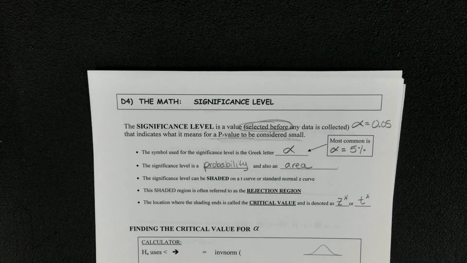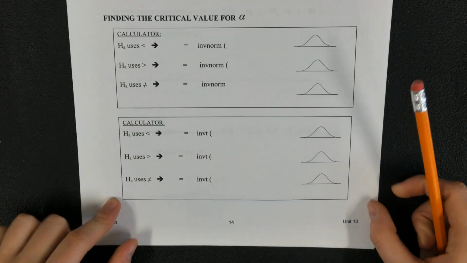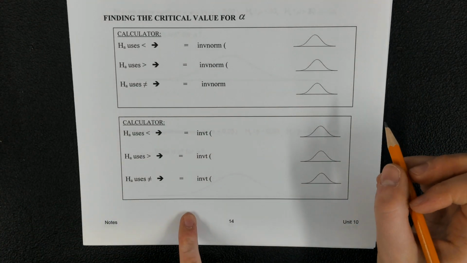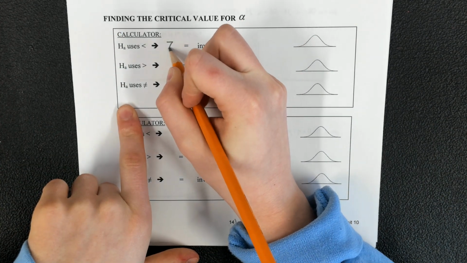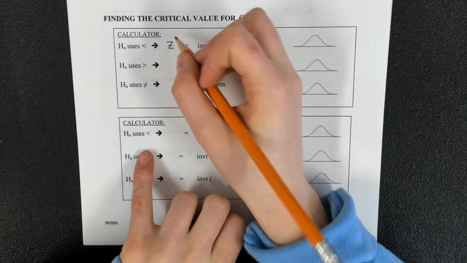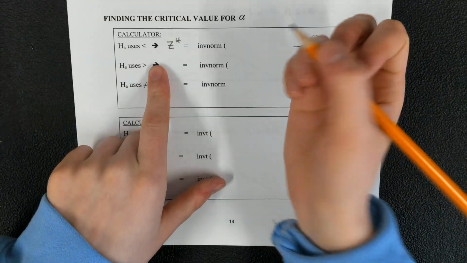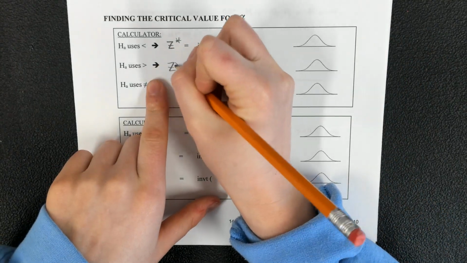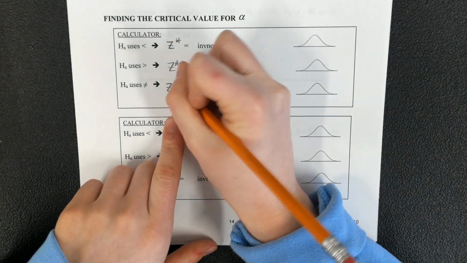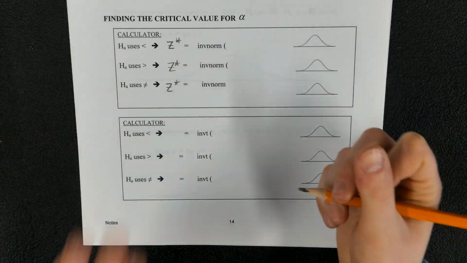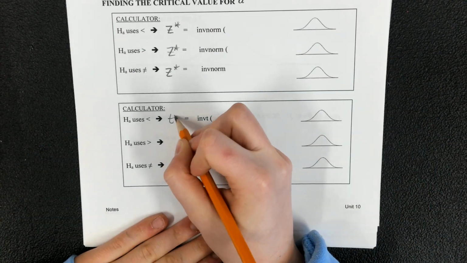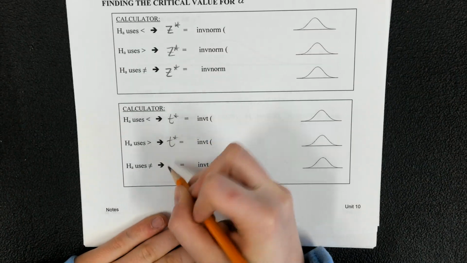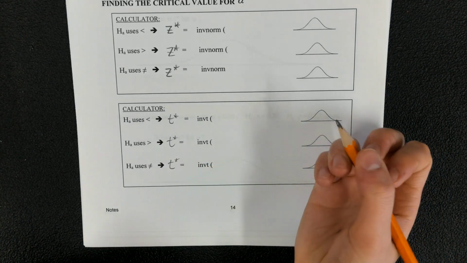So first thing is first, if we're using a calculator down here. If you're using a calculator, there's a couple different things we're going to look at. First off, sometimes you'll be in a proportion problem. In those cases, you're going to want to figure out what your critical values are, z-star. And other times it'll be a mean setting, and in those cases you're going to want to find your critical values there, which again are t-star across the board.